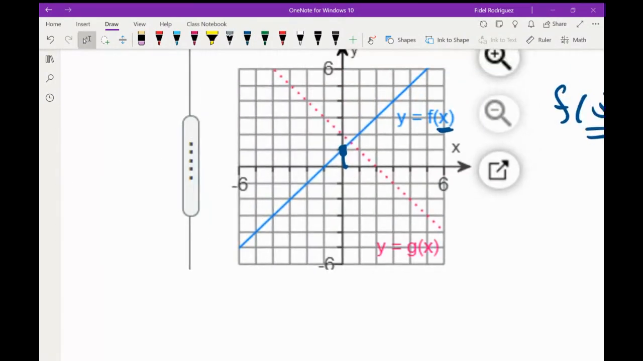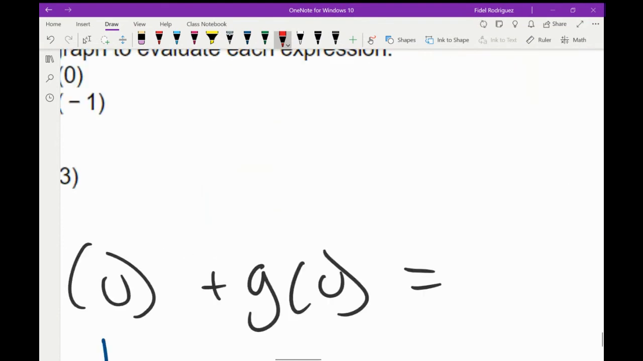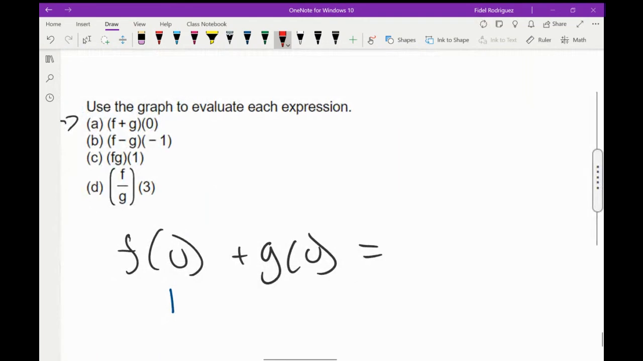We're going to come back. We're going to play that game again. We're now going to find g of 0. So remember, g of 0 is right here. We're going to hit the g line, which is the dotted one. If I go up and I hit my line, where do we stop at? 2. Now you're done.